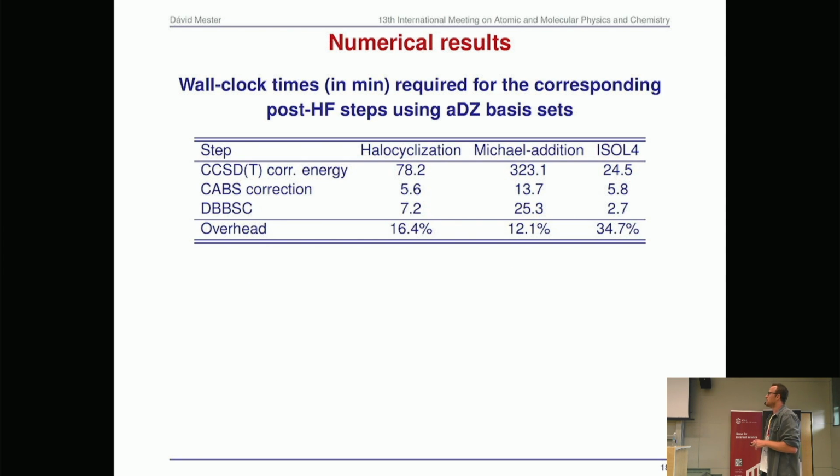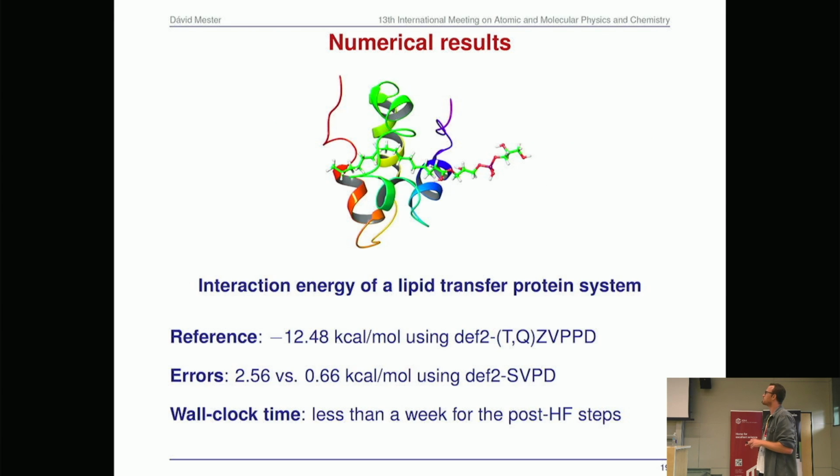And about the timings, we measured the additional wall clock time required for the corrections, and we can conclude that neither the CAPS correction nor the density-based basis set correction is the bottleneck in these calculations. Of course, the overhead depends on the structure of the molecules and the dimensions of the local domains, but still the overhead is quite favorable.